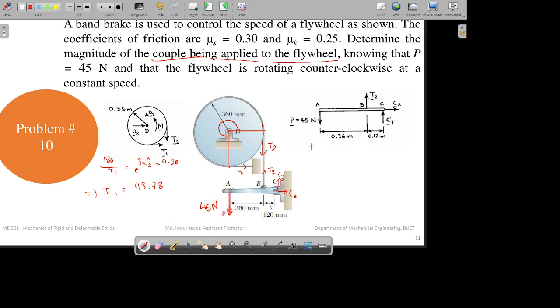The magnitude of couple will be, taking moment about D, our equation will be minus 180 into 0.360 plus 43.78 into 0.360 plus M. From that equation, the value of M comes out to be 49.04 Newton meter. So yeah, that was it.